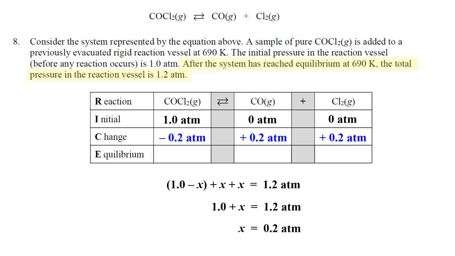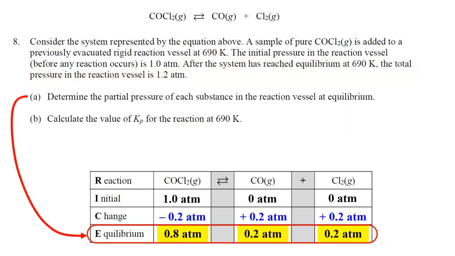And so once this system has reached equilibrium at 690 Kelvin, the partial pressure of COCl2 is equal to 1 minus 0.2, or 0.8 atmospheres, and the partial pressure of CO and Cl2 would be 0.2 atmospheres for each of those gases. Hopefully you can see how making a RICE table made this much easier to solve. So we have now answered Part A of question 8.